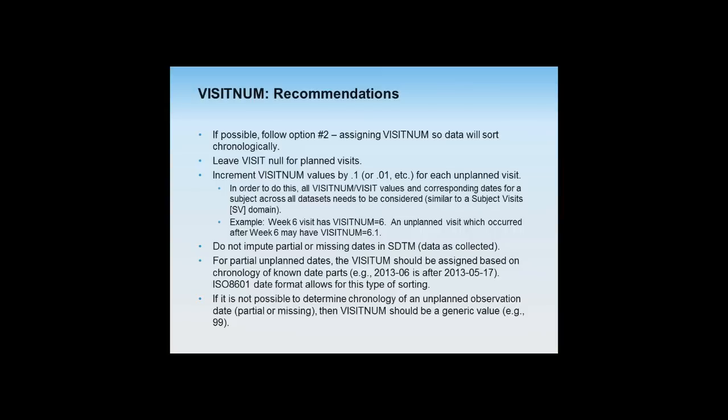And we're also saying that if it's not possible to determine where a record falls chronologically, then we go back to that generic value that was in option one, where we just say everything gets bucketed into 99 if you can't determine chronology.